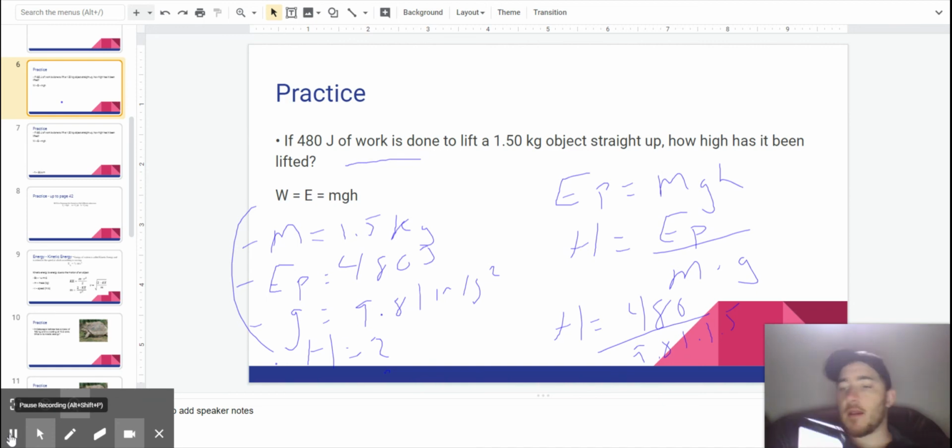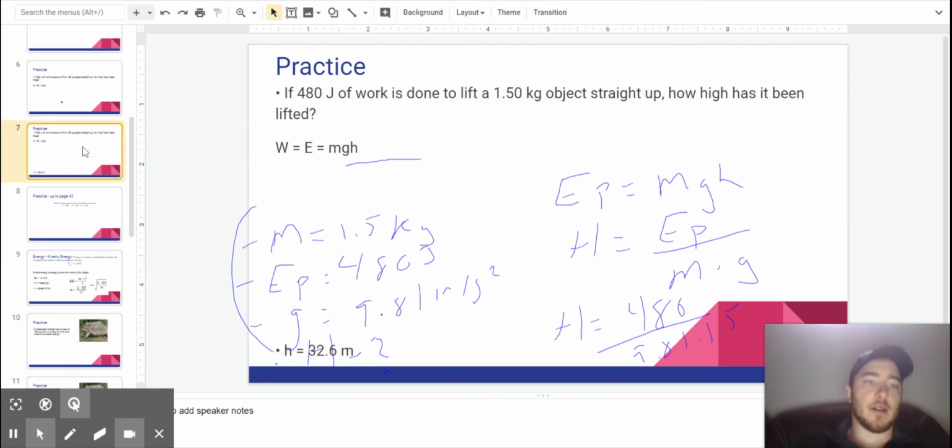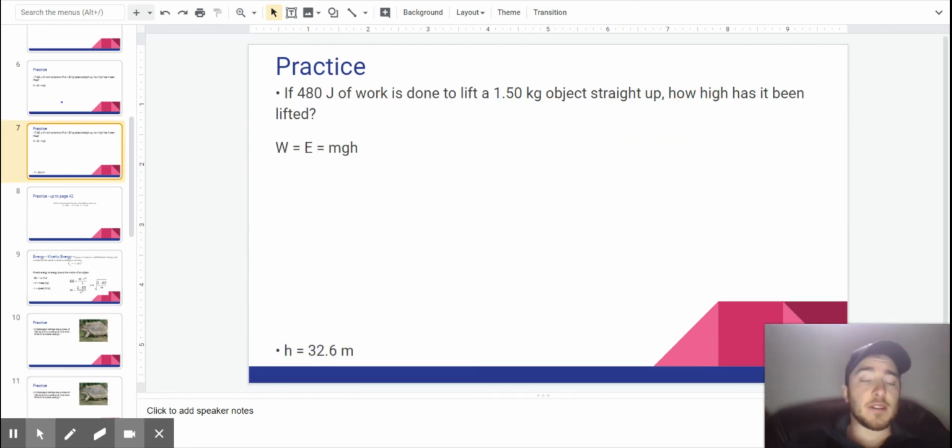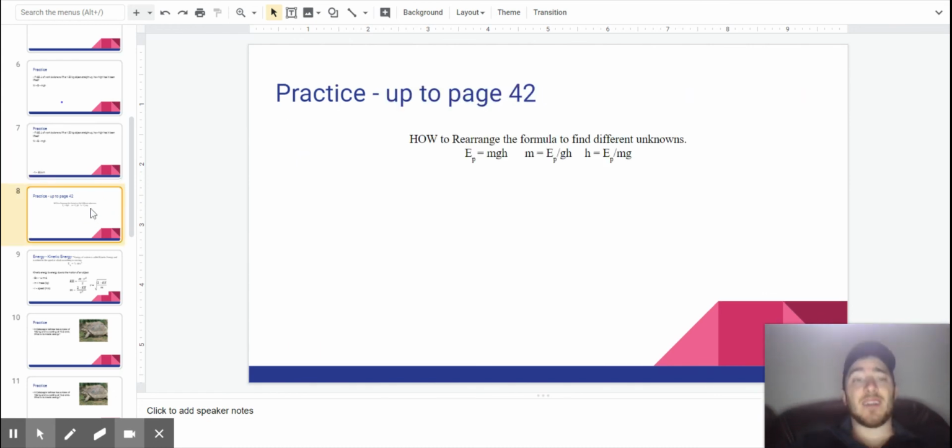So I type it into my calculator and I get an answer of 32.06. And the next slide says the answer here, 32.6 meters. So I'm correct. Okay, so that's going to leave you up to page 42 in your note packet.